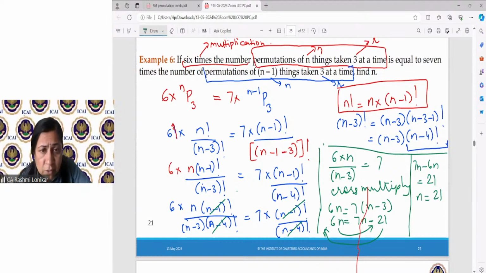Has everybody understood? Yes, very good. Natasha, Garv, Sri. Okay. Rohit, yes. Abhinandan, yes. Everybody's understood? Very nice. Okay, so this is the answer.